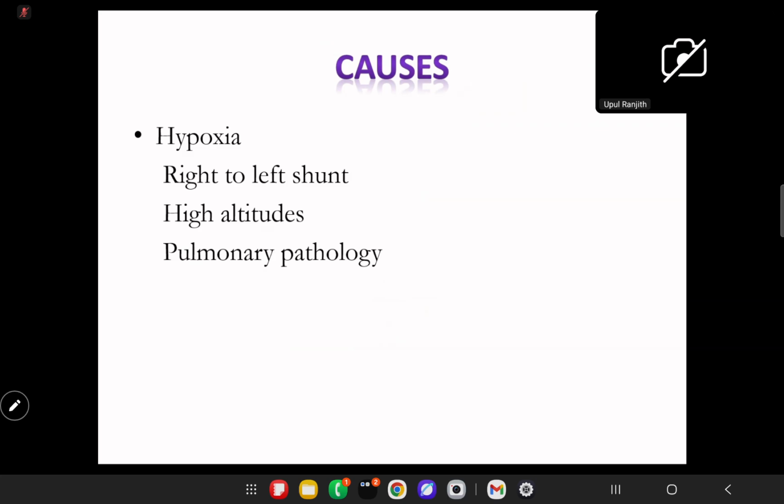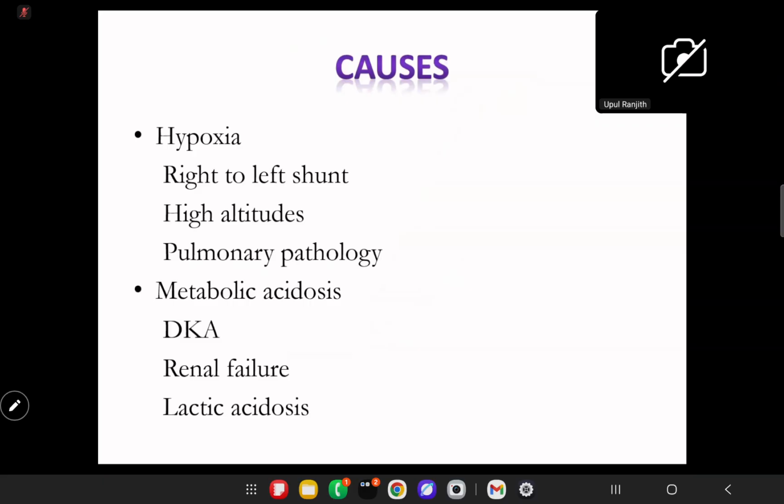Right to left shunt, high altitudes and pulmonary pathology. Whatever the cause, if you are becoming hypoxic, you hyperventilate and then wash out carbon dioxide, causing hypocarbia. Then in metabolic acidosis, right, diabetic ketoacidosis, you hyperventilate because hydrogen ion will stimulate the respiration, and then hyperventilate and wash out carbon dioxide.